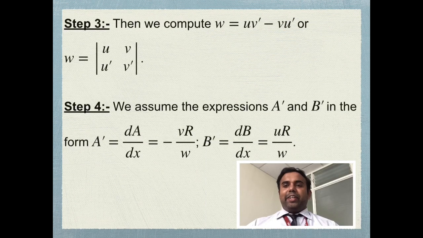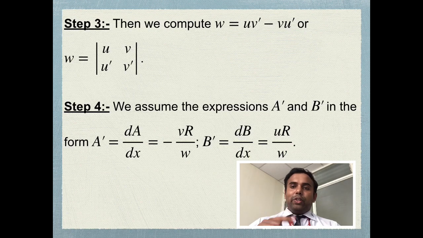In step 3, we will find w. W is equal to uv dash minus vu dash, or the better representation of the same formulation is that w is represented by a determinant. In the first row you will have u and v, and in the second row we will have its derivatives, u dash and v dash respectively. Of course, working it out we will get the same formula, uv dash minus vu dash.